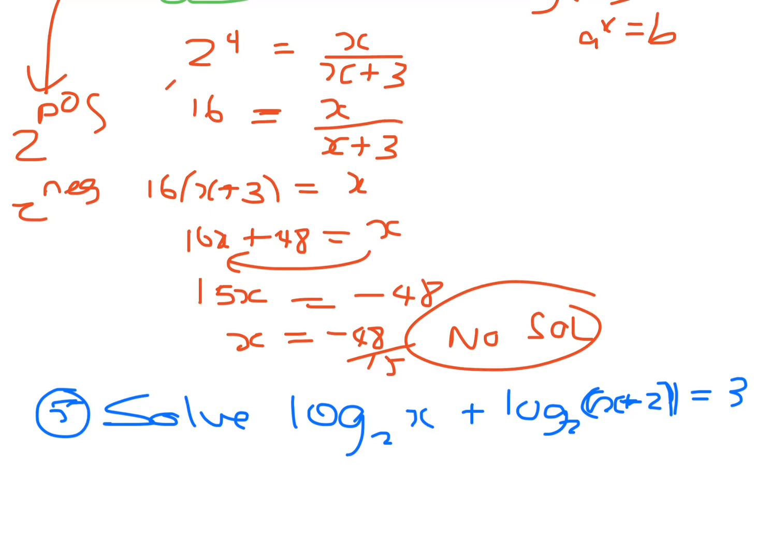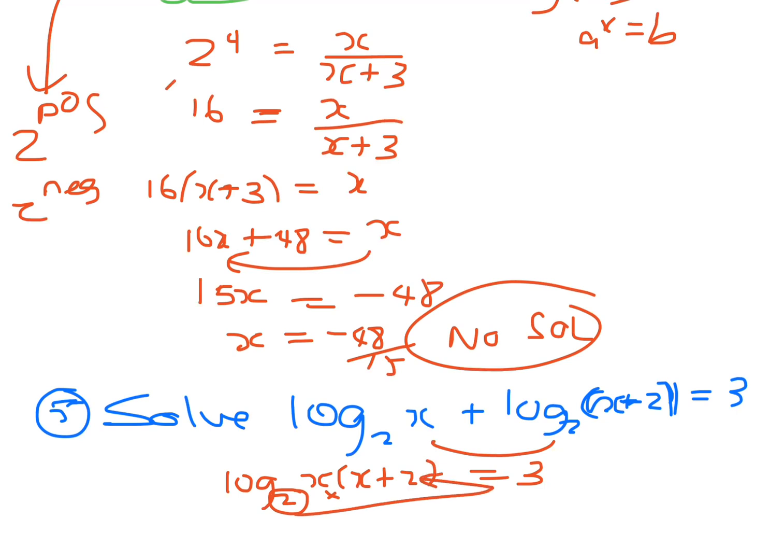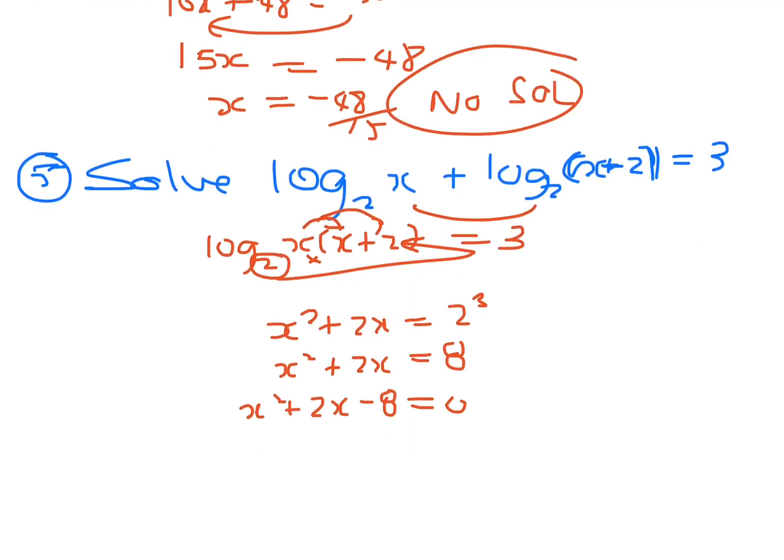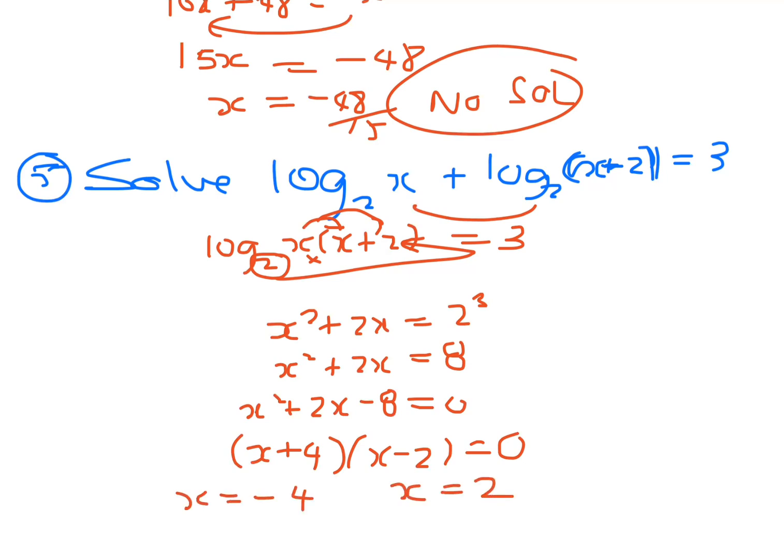Okay, so let's look at this one. That's a plus, so let's group these together. So you've got log 2 of x times x plus 2, because we times them, equals 3. And then using the 7th rule, 2 to the 3 equals this number. So x squared plus 2x, because I'm just opening that bracket, equals 2 to the 3, which is 8. x squared plus 2x minus 8 equals 0. When you factorise this, it's x plus 4, x minus 2 equals 0. So it's x equals minus 4 and x equals 2.